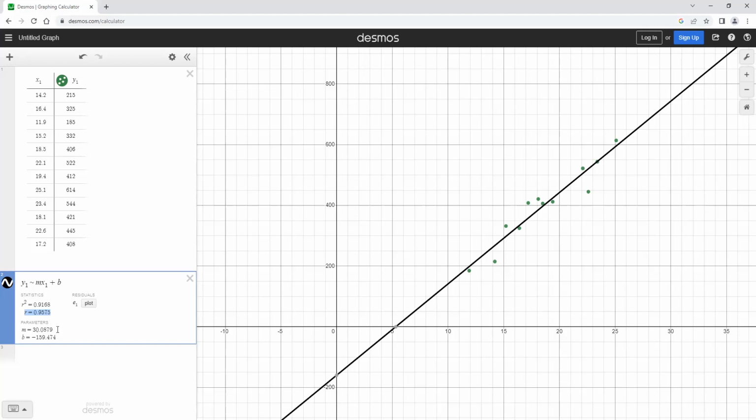Then we have a slope of about 30, and an intercept of -159, and then I rounded this to 0.5. That is going to match exactly what we have in our notes. So let's take a look at that.